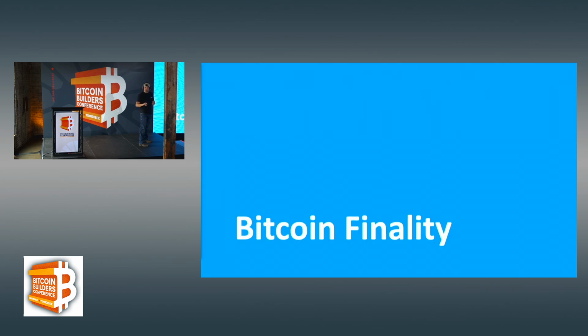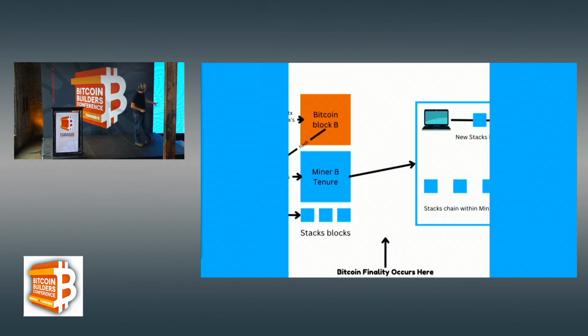So I want to dig into a little bit more about Bitcoin finality. And in this diagram that we looked at, the Bitcoin finality happens right about there. So it happens at that tenure change. And what's actually happening right here is after miner B switches over their tenure to miner C, any transaction that happened during miner A's tenure is going to be considered Bitcoin final. So it's 2 tenures after where the transaction was included.